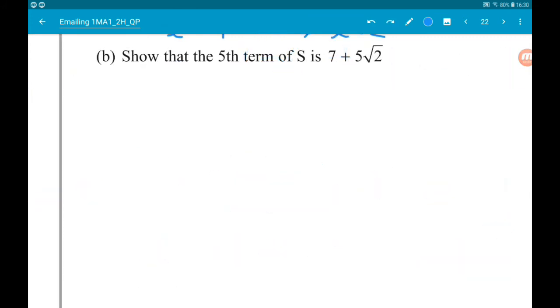Okay, so then part B wants us to show that the fifth term of S is 7 add 5 root 2. So now that we know what x is, we know the first three are root 2 minus 1, 1, root 2 add 1.